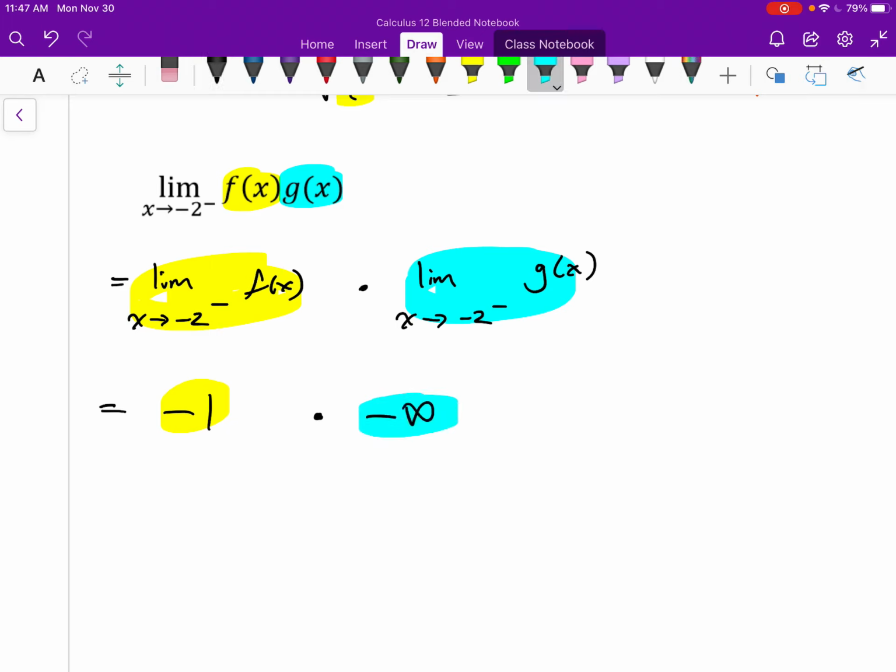So what does this limit equal? I have negative 1 times negative infinity. Well, keep in mind, negative infinity is not actually a number. The key is I have a negative times a negative. And so I can see the limit as we approach negative 2 from the left must be positive infinity.